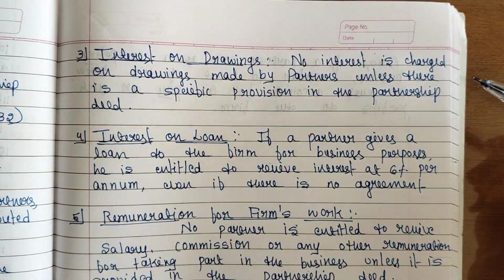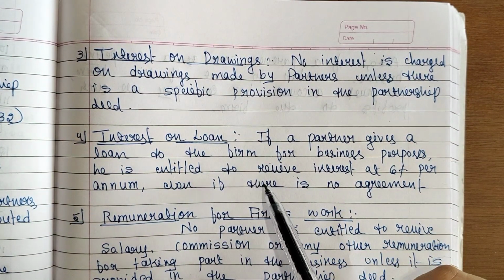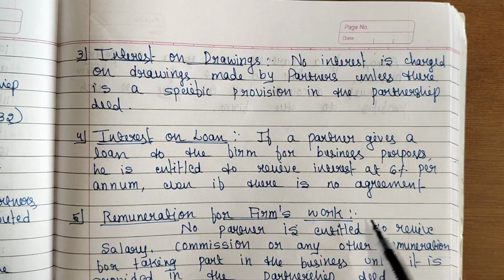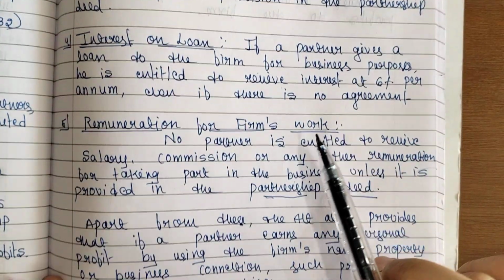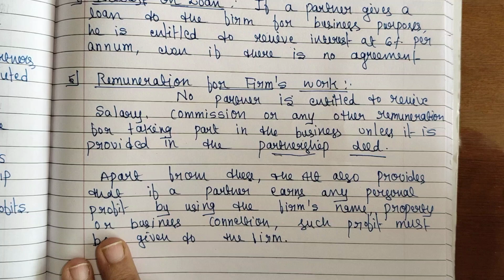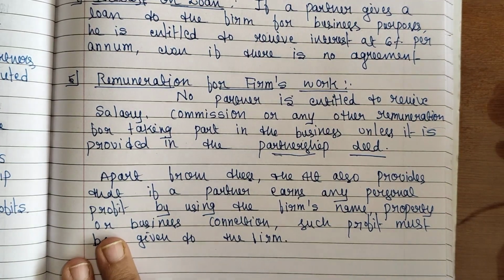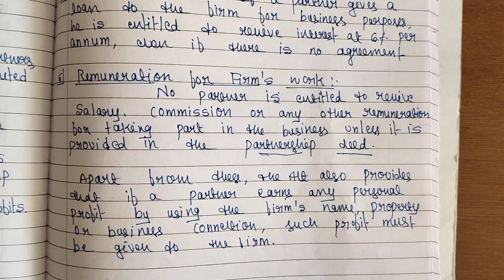Now interest on drawings. No interest is charged on the drawings. And interest on loan: here the partner is entitled to receive interest at 6% per annum, even if there is no agreement. And remuneration for the firm's work: no partner is entitled to receive salary or commission because partners are the owners, not employees. But if it is mentioned in the partnership deed, they are allowed. Clear? Till here it is clear, right?